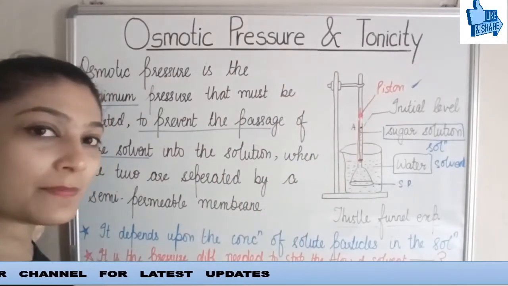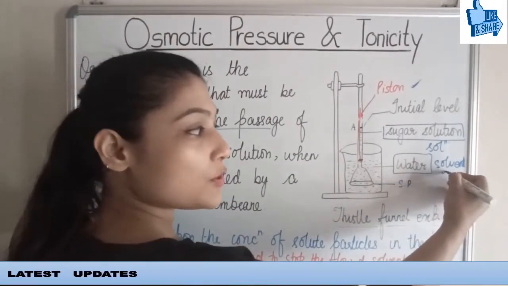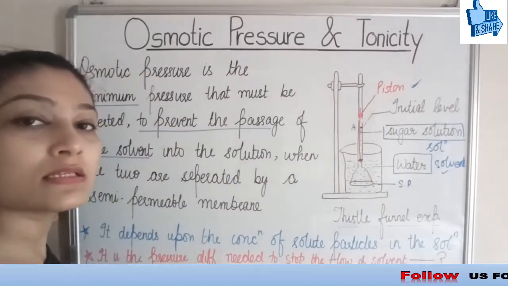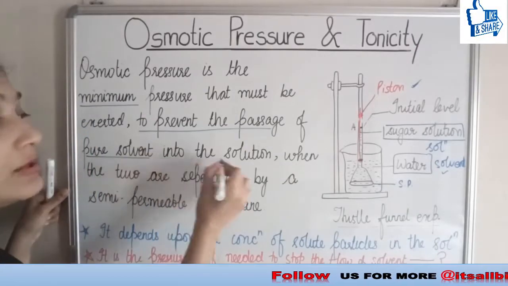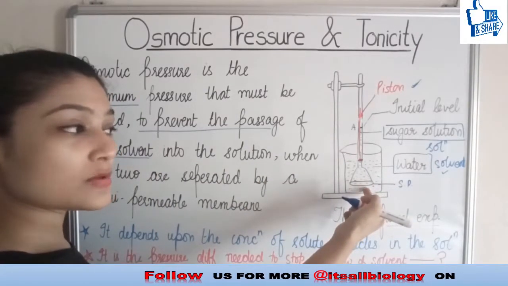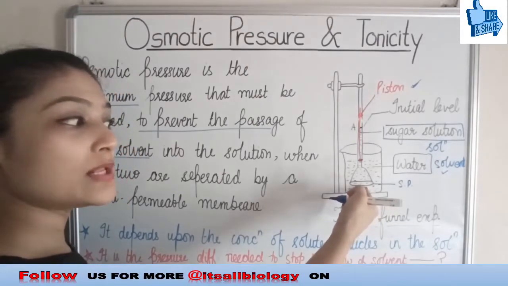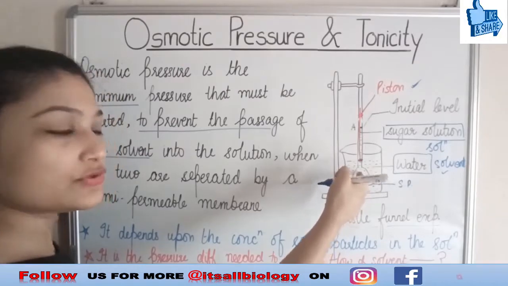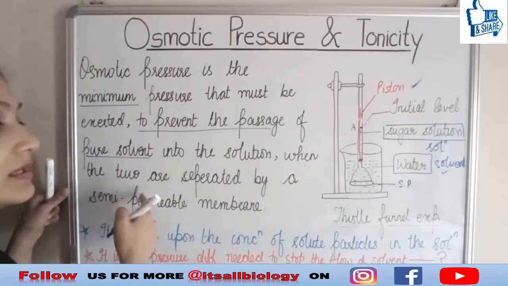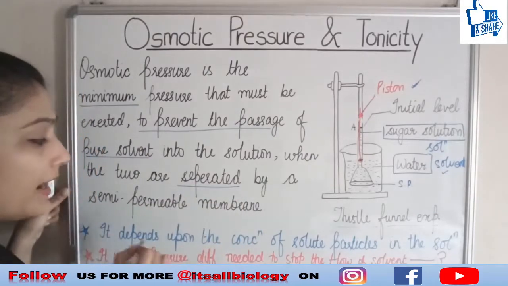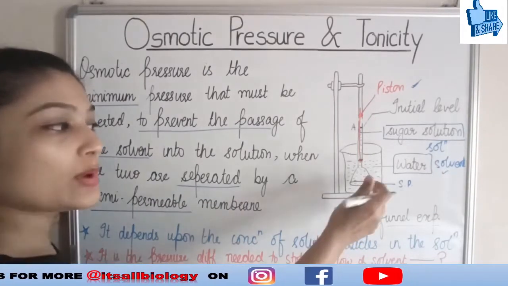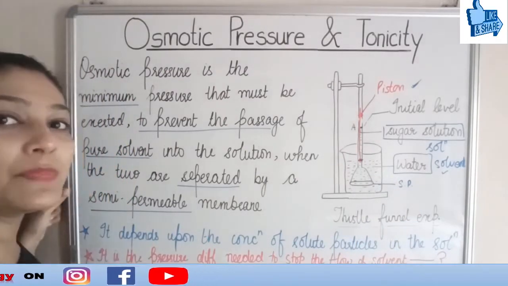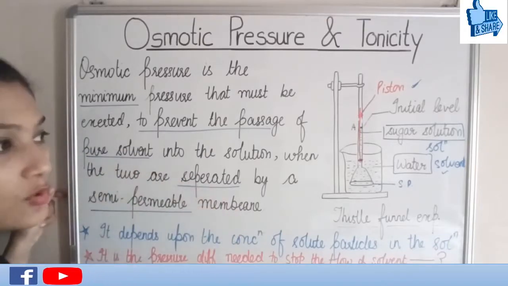Why is this pressure being applied? So that my pure solvent can no longer move into this Thistle funnel, into the solution. That means the beaker which has a pure solvent, the solvent will now not enter into the Thistle funnel which already has the solution in it. That's one thing. When the two, the funnel and the beaker, are separated by a semi-permeable membrane, that is osmotic pressure for you.